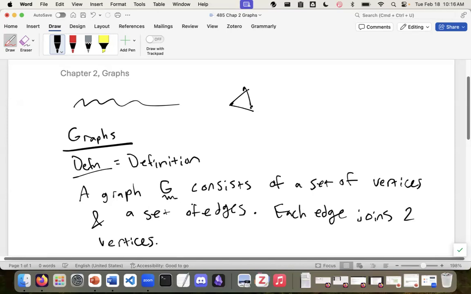I added this G here just because it's typical to refer to a graph as just the capital G. We can refer to the set of vertices as a capital V and the set of edges as a capital E. And with this, we can write G equals (V, E). We typically write it with parentheses around them to show that G is some pair where V is a set and E is a set. This is why we need to talk about sets.